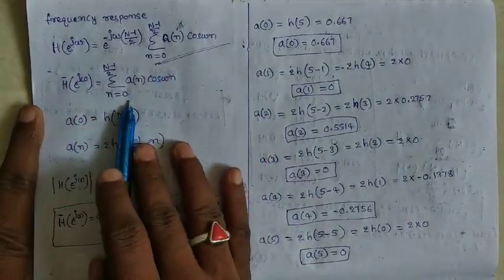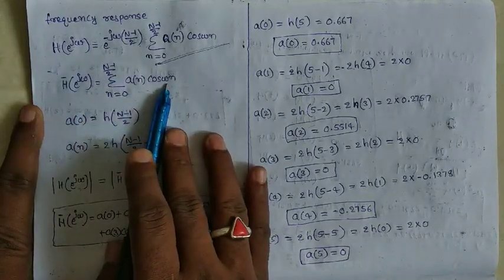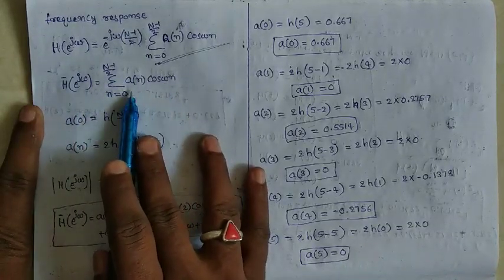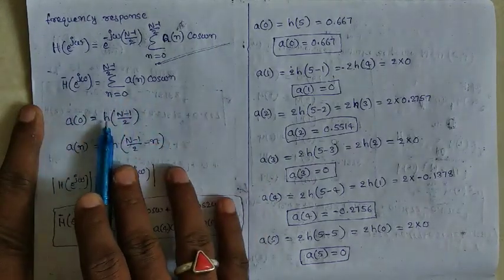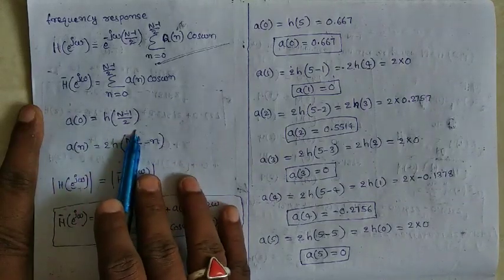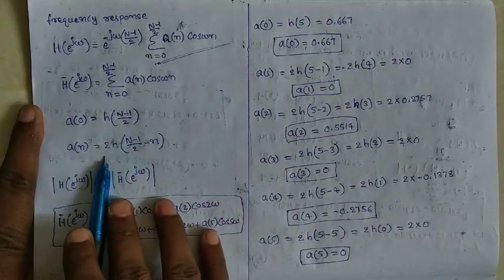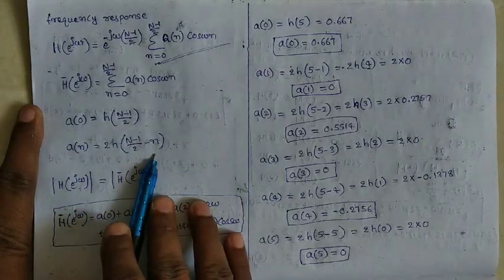which is equal to summation n is equal to 0 to (N minus 1)/2 of 2a(n) cos omega n. How to calculate a(0) value and a(n) value? a(0) is calculated by using this formula: a(0) is equal to h((N minus 1)/2), and a(n) is equal to 2 into h((N minus 1)/2 minus n).